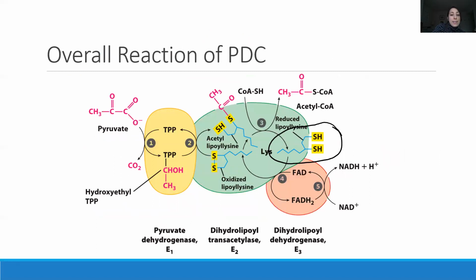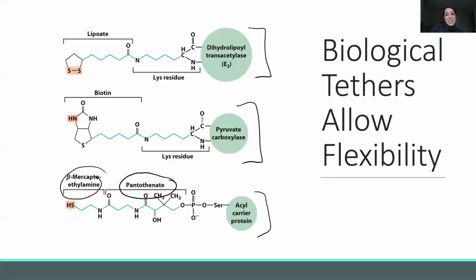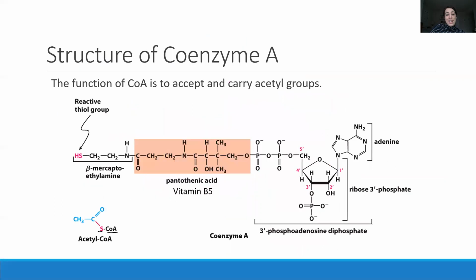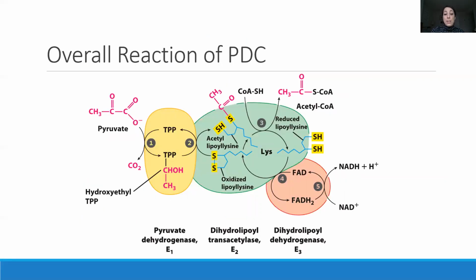So the very last enzyme in our pyruvate dehydrogenase complex that we're going to talk about is the E3 portion, which as I noted is going to be the portion that regenerates the E2 portion of the pyruvate dehydrogenase complex. As I mentioned, when we left off in E2, we formed our acetyl-CoA. Yay, we got our product, but that lipolysine was left in its reduced form.